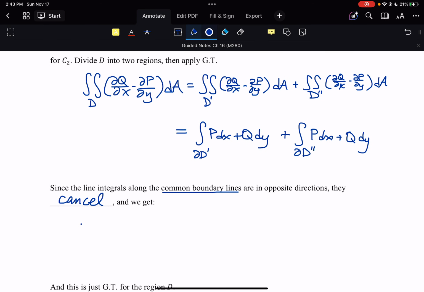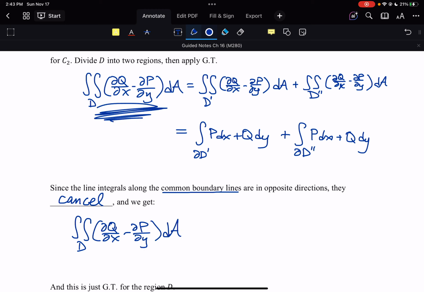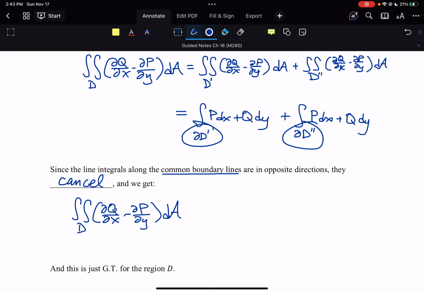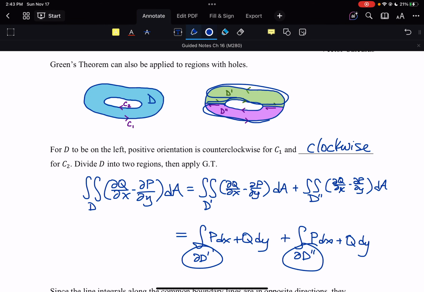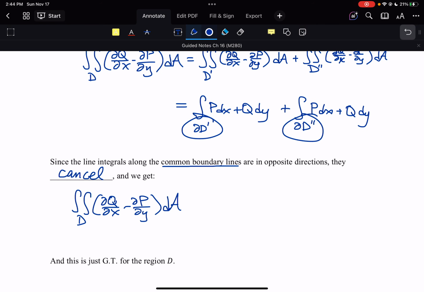So we end up getting the double integral over D of partial Q with respect to x minus partial P with respect to y dA. That double integral from back here became the two double integrals, which then became the two line integrals. And now those line integrals are not over the parts of D prime and D double prime. So it's not the green and the purple anymore. Now that these pieces are gone, it's just C1 and C2, the parts that we had before. So we get the line integral over C1 of P dx plus Q dy plus the line integral over C2 of P dx plus Q dy.